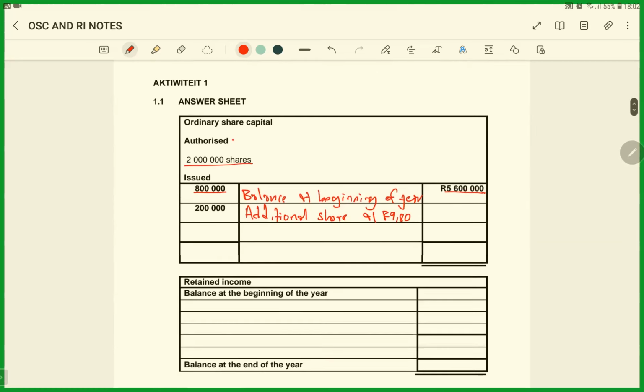So how much do you get when you take 200,000 and multiply it by 9 rand 80 cent? Could you please repeat that? I got 1,960,000. Yes, 1,960,000, like this.